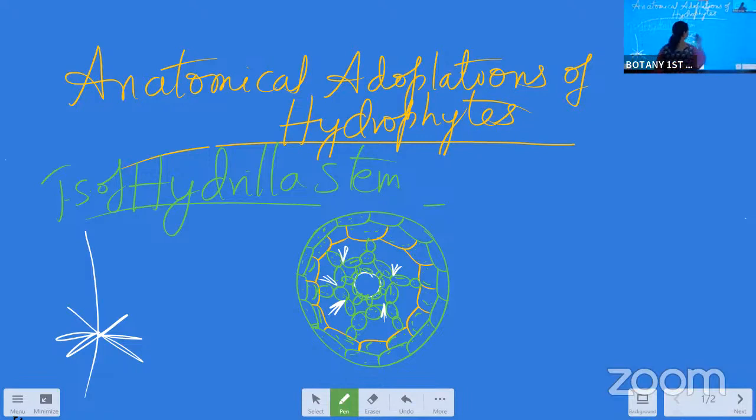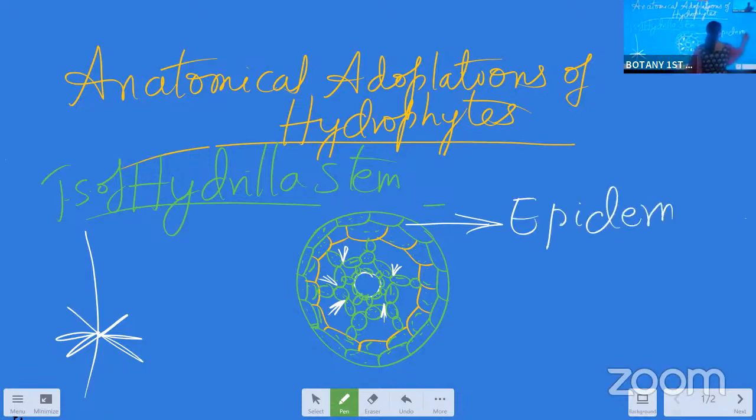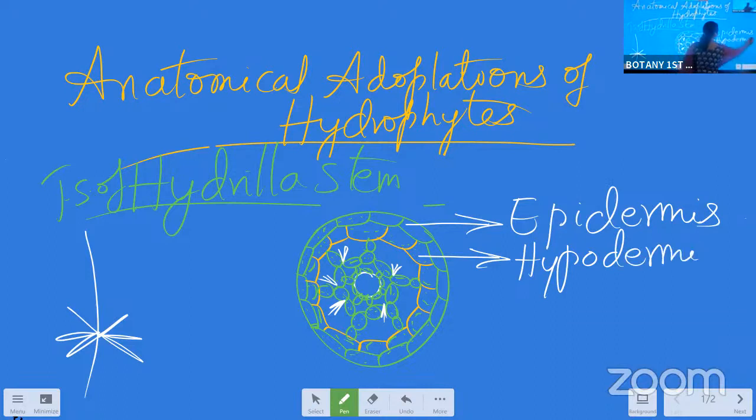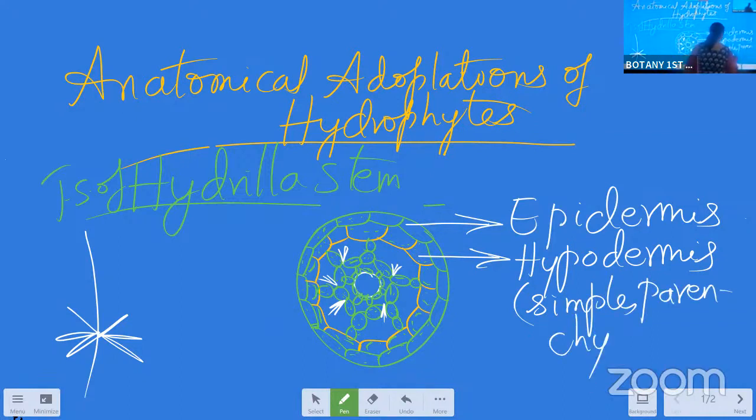Now we can give the labeling part. This is the epidermis. Hypodermis. So when we are writing the hypodermis, never forget to write in the brackets, parenchymatous, simple parenchymatous. When we are doing this, we never forget what we have to write in the theory. That is the most important one. Okay. And this is the air space.